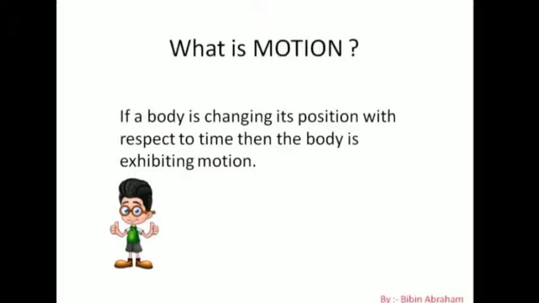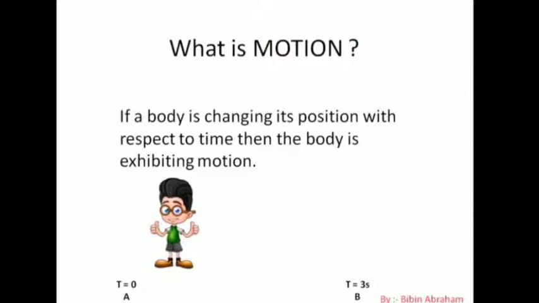So Ramu is at point A at t equals 0, and there is a point B at t equals 3 seconds. Ramu is moving from point A to point B, that is from t equals 0 to t equals 3 seconds. If we look at the definition, if a body is changing its position, Ramu is changing his position with respect to time, so Ramu is exhibiting motion. I hope this is clear, right? You can see Ramu is moving from point A, where time is 0, to point B, where time is 3 seconds, so Ramu is exhibiting motion.